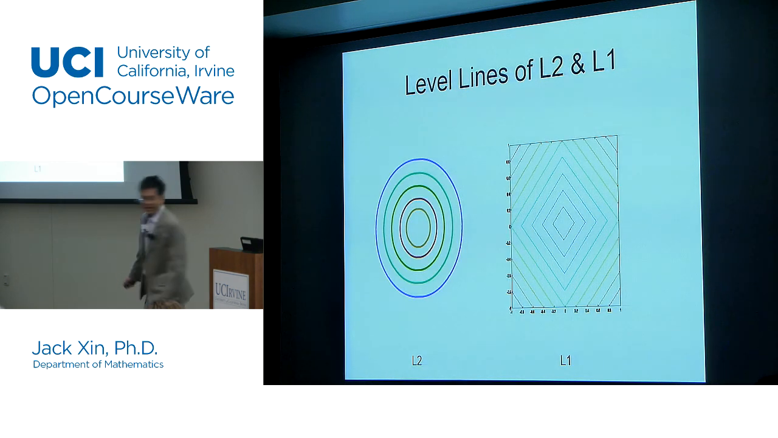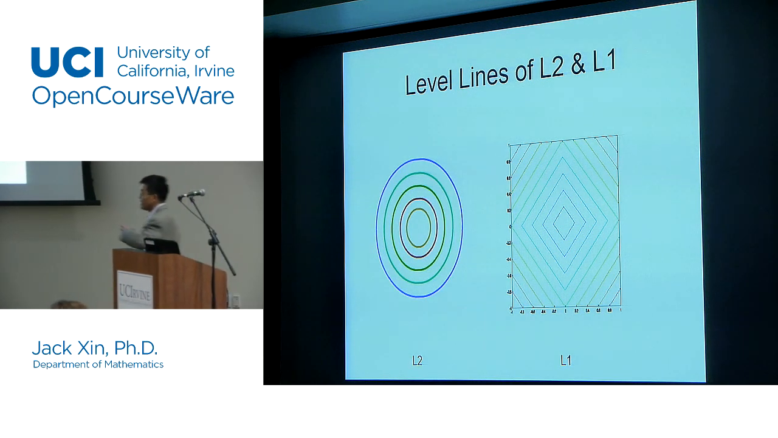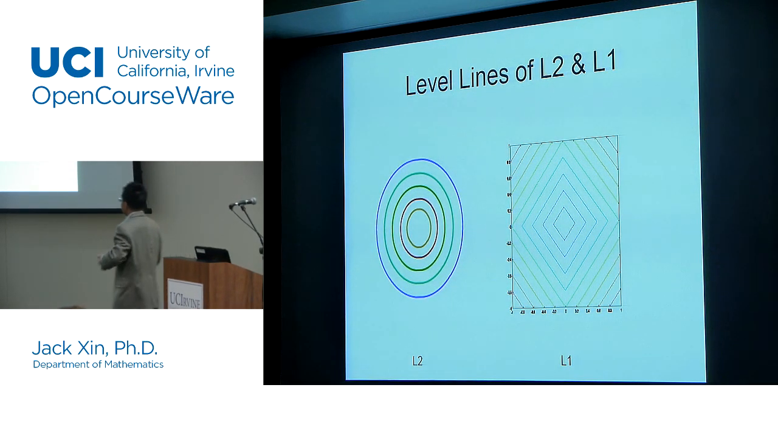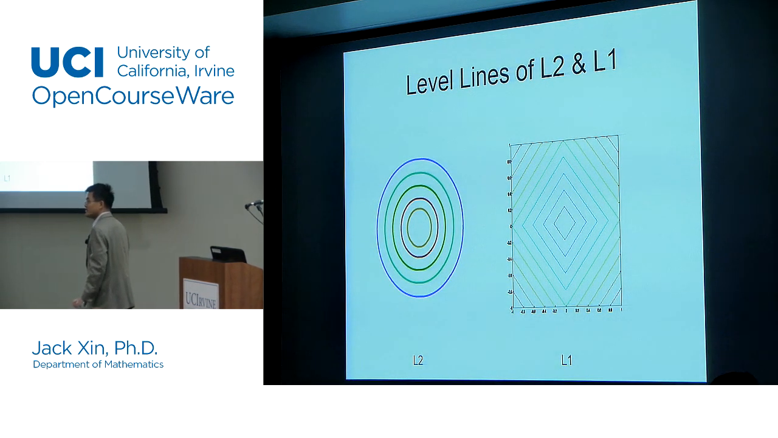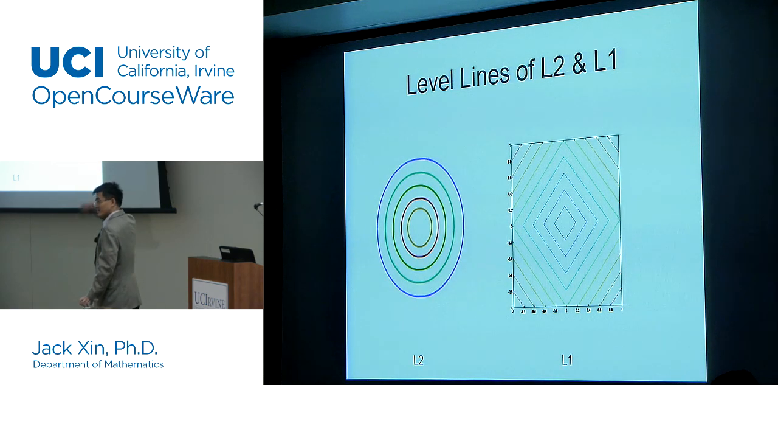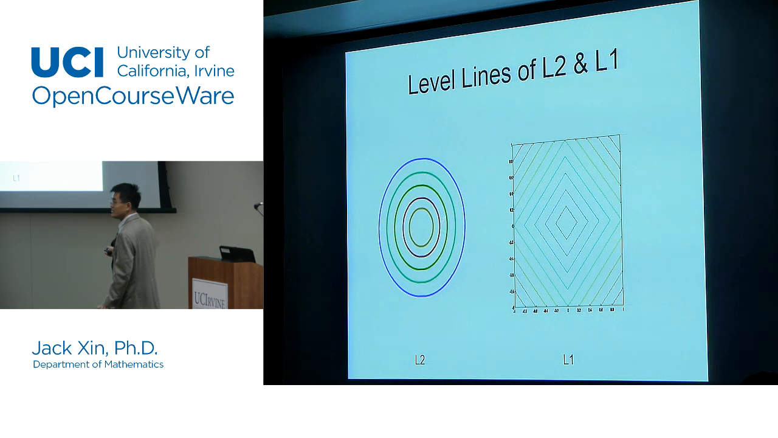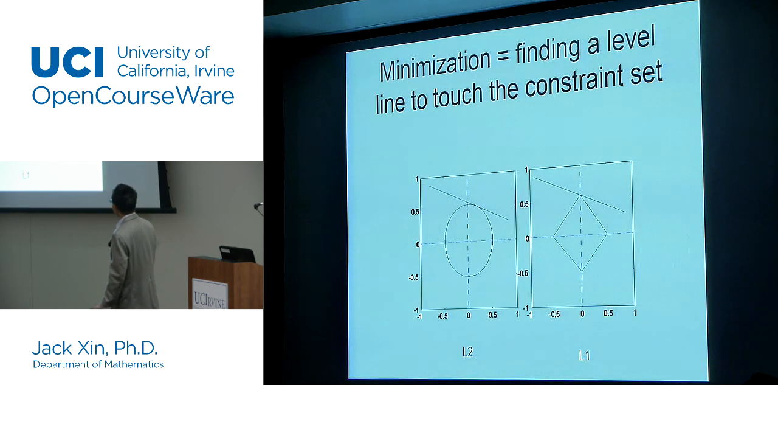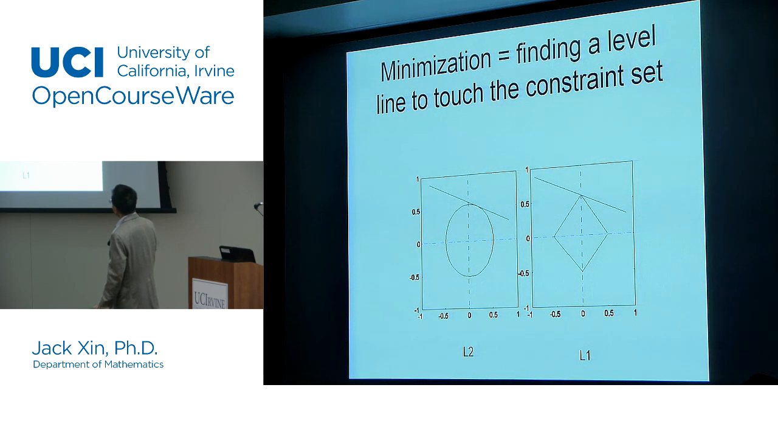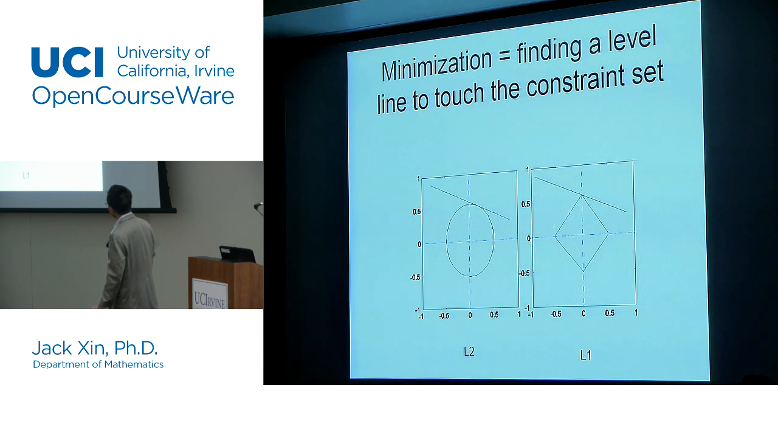Now let me spend a minute to explain why L1, not L2. It's useful to draw the contour lines. That means you let the norm be 1, 2, 3, and 4, and trace out the shape. The contour lines of L2 are concentric circles. The contour lines of L1 are diamonds. The difference is that the diamonds have corners, and the circles are smooth. When we try to solve the minimization problem, the constraint, let's say in 2 dimensions, will be a line, so it's flat. When you try to minimize, you want to find the smallest level line to touch the constraint, which is the line here.